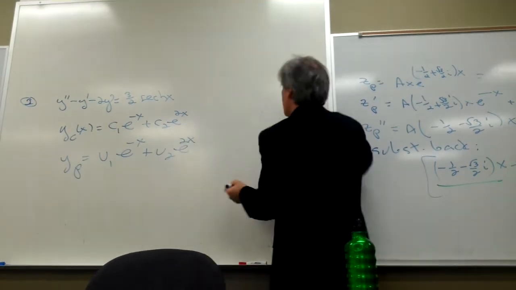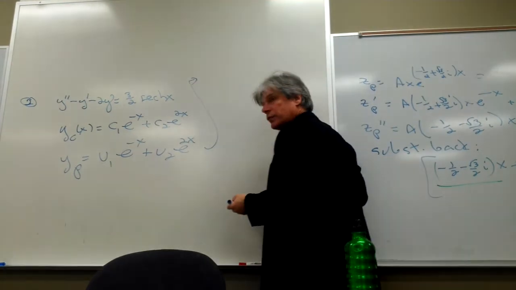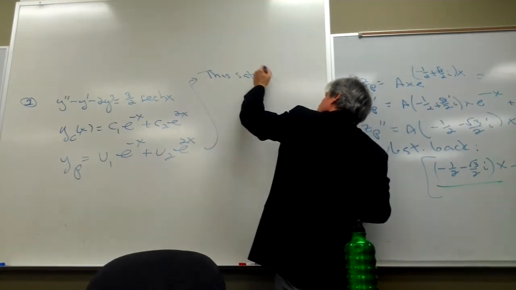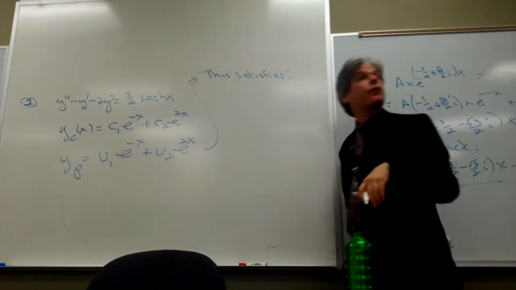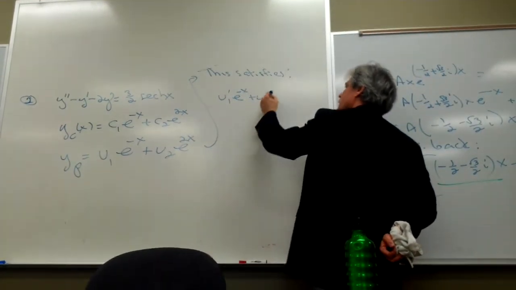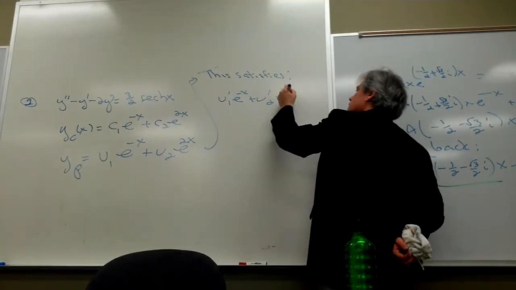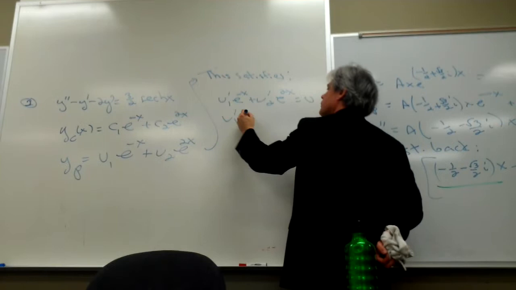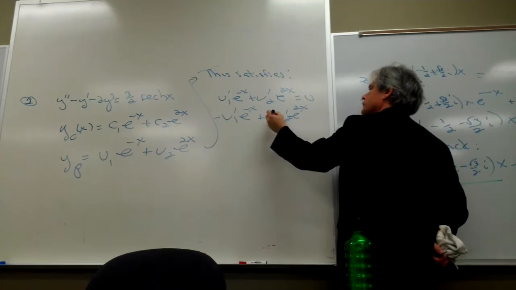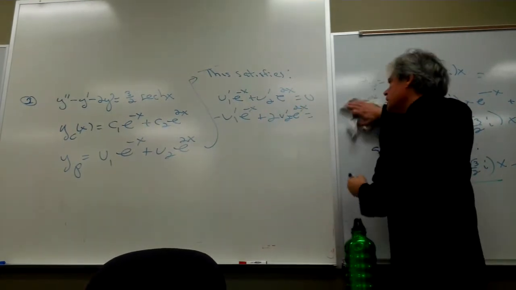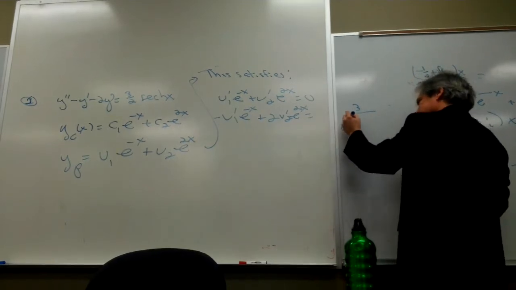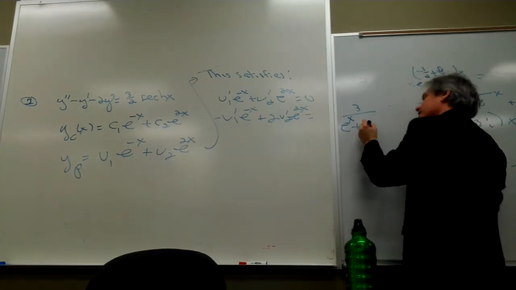And I think this particular trial solution is going to have to satisfy the following system of equations: namely that u1 prime times y1 plus u2 prime times y2 is equal to 0, as well as u1 prime times y1 prime plus u2 prime times y2 prime is equal to whatever the forcing function is. Isn't that just 3 over e to the x plus e to the negative x?